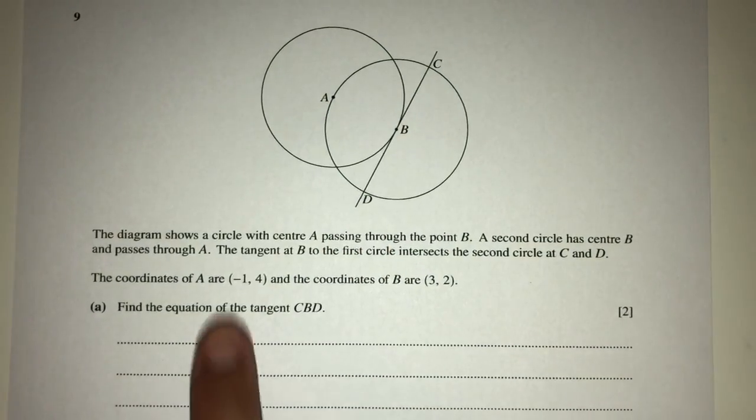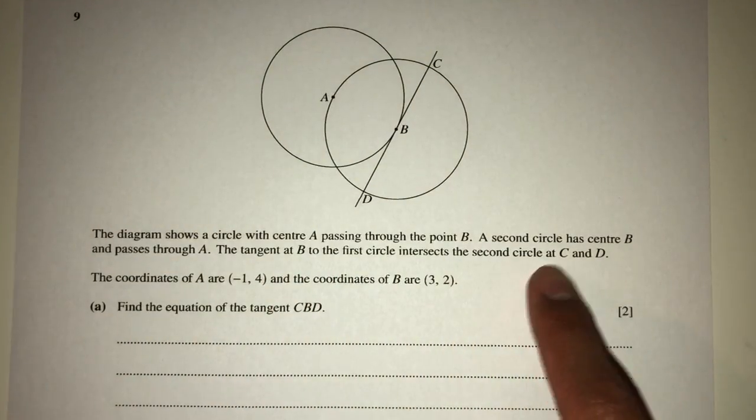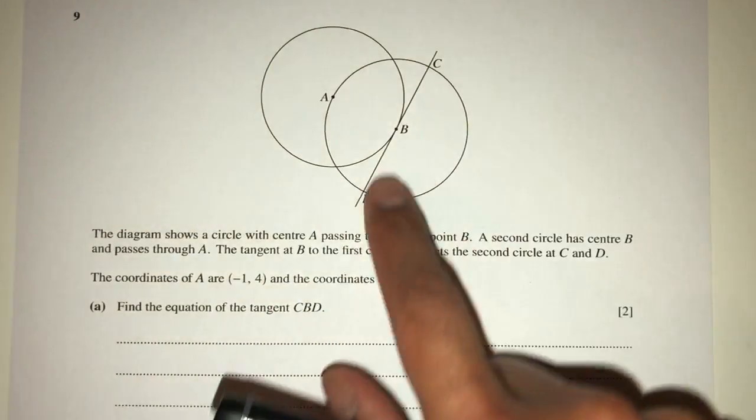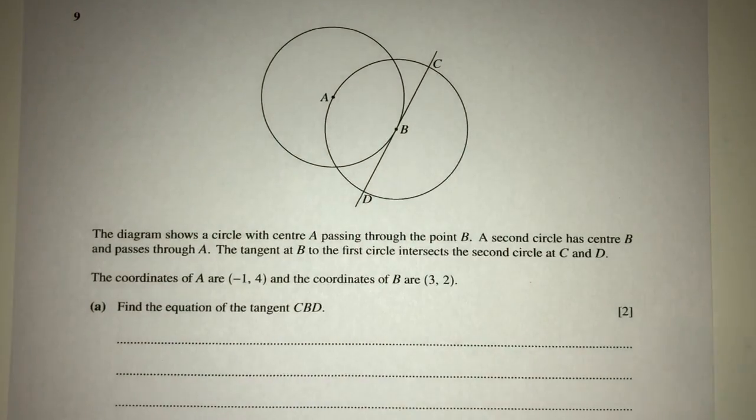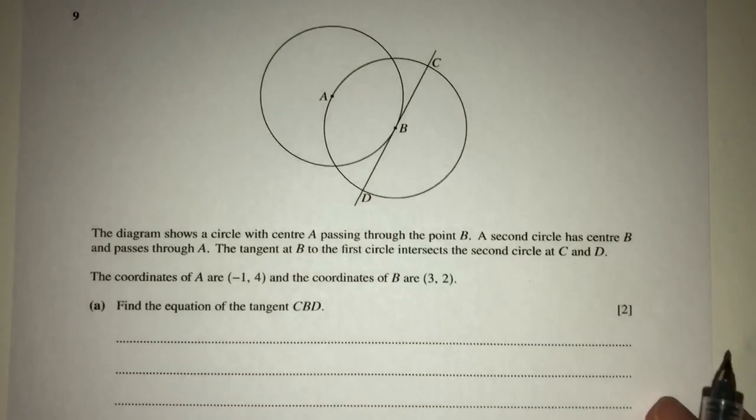Now we have a tangent at B to the first circle that intersects the second circle at C and D. As you can see here, we have 2 points, C and D. It is on the tangent at B. Okay, good.